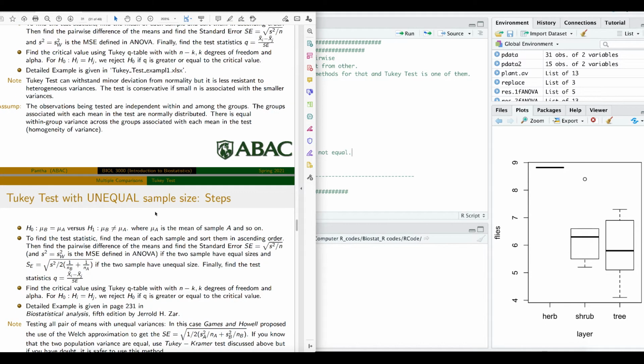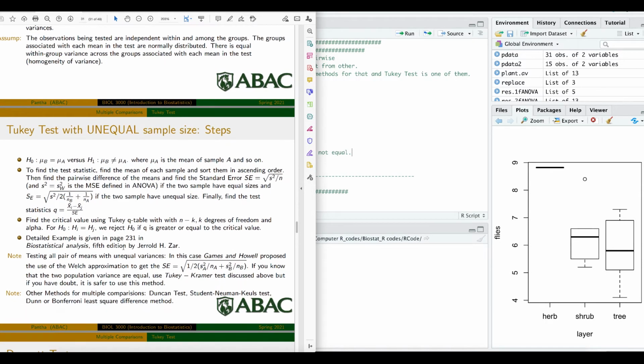If there are unequal sample sizes, then H0 is that, so the same null and alternative hypotheses. Only SE is different, though the same MSE. Look at this: if the two samples have equal size, this is the SE square formula. But if they have unequal size, this is the SE formula: SE square over 2 times 1 over NB plus 1 over NA, where SE square is the same as that SE square. Finally, find the test statistic, the same as the other one. And all these other steps are the same.